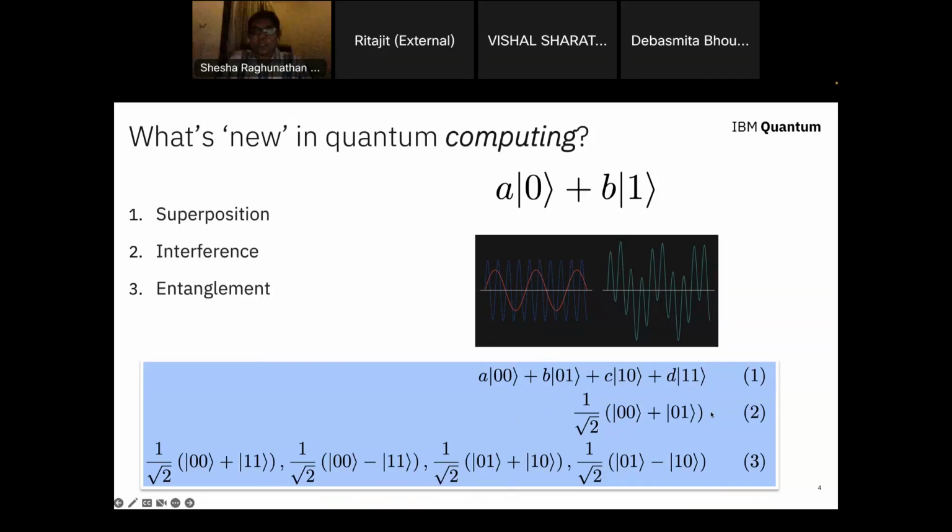In equation 2, however, you can see that the state 0 is common between both the sides. So you can pull out the state 0 in the first qubit, and that could factor out, and then you can see that it will be a product of state 0 and a superposition of 0 and 1 on qubit 2. The third equation, however, you cannot do such a factoring.